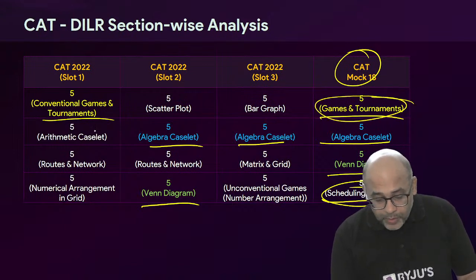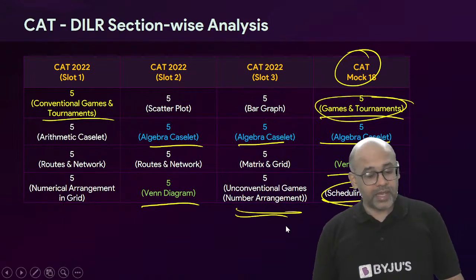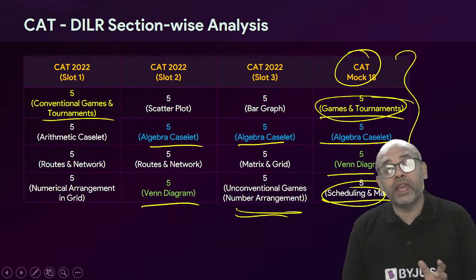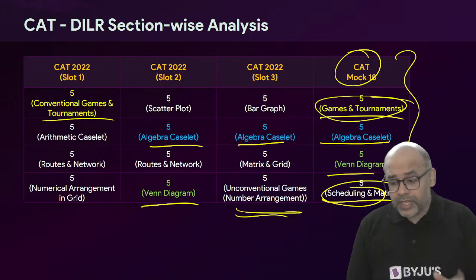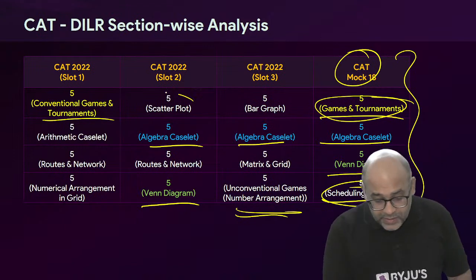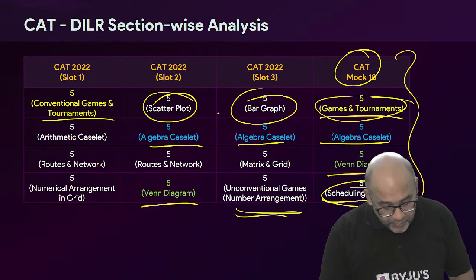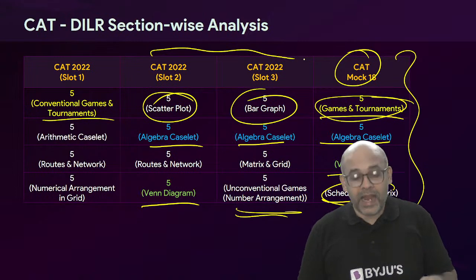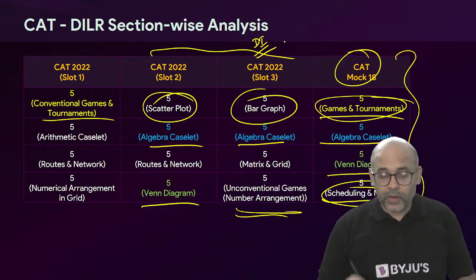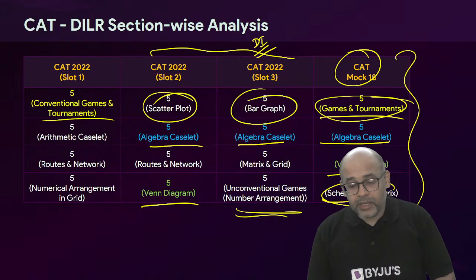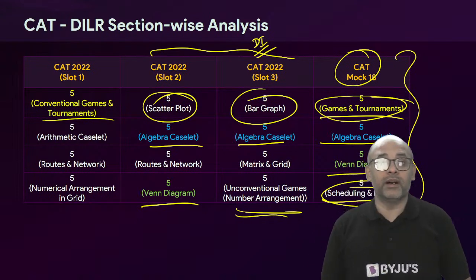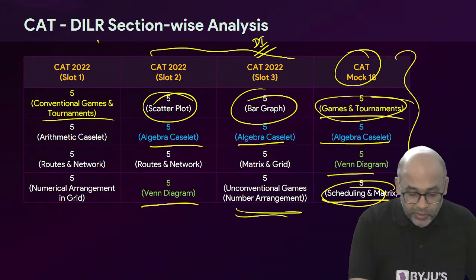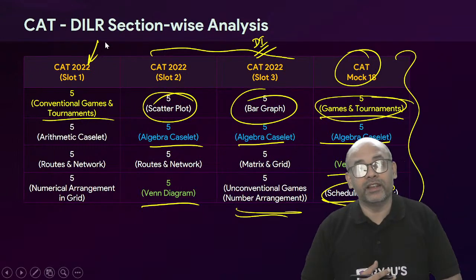This time games and tournaments, actually it came twice. Games and tournament has come twice. So we have closely tried to replicate what happened last year, keeping in mind a mix of things. But one thing is scatter plot, bar graph, and I think, okay, so you can see 2 of the 3 papers had pure DI. I think pure DI was missing in this particular mock. But obviously we keep experimenting. It's not that every time you have to give a pure DI, because you can see slot 1 did not have any DI in it, right?